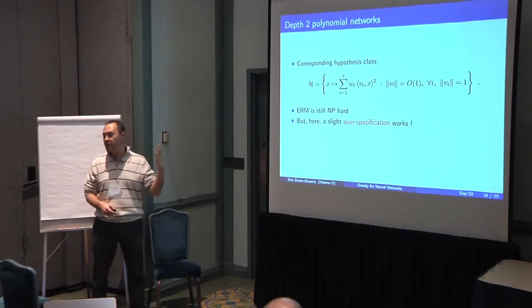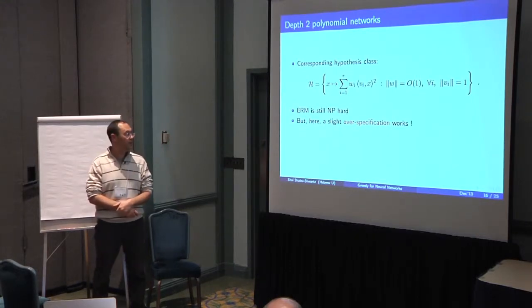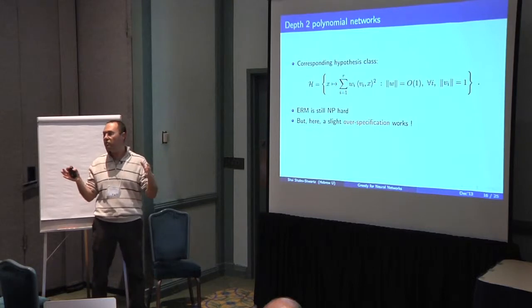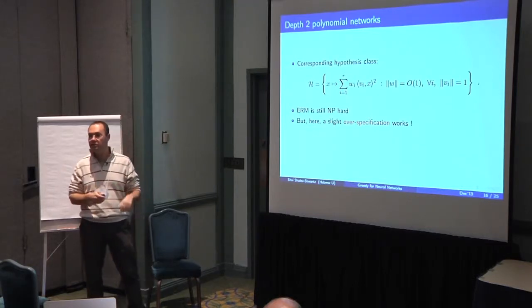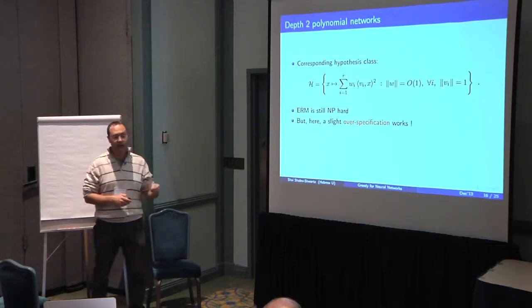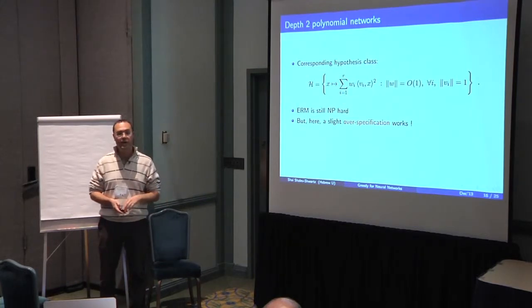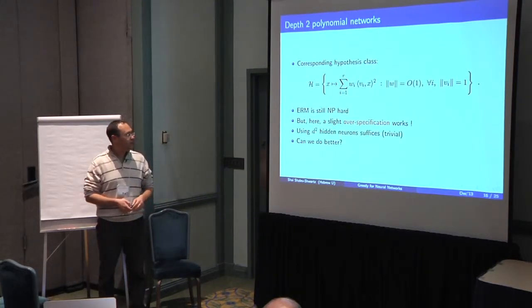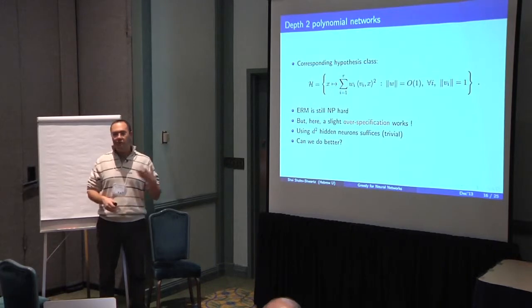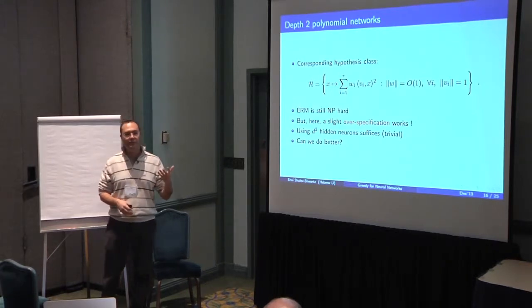Learning this is still NP hard, even if the loss function is convex and nice, like square loss. But here, a slight overspecification with a greedy algorithm works. OK, so what can we do? Let's start with a very trivial thing.